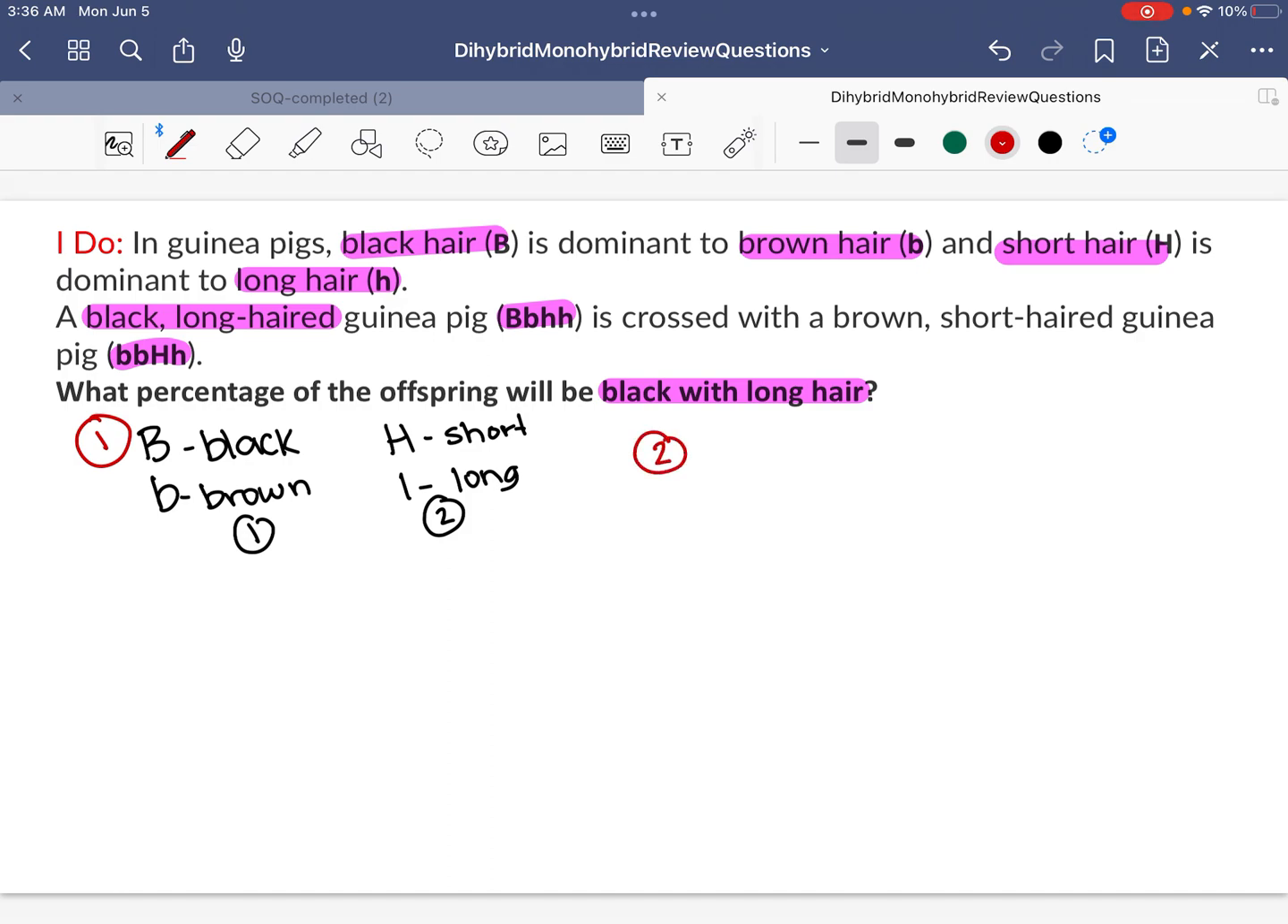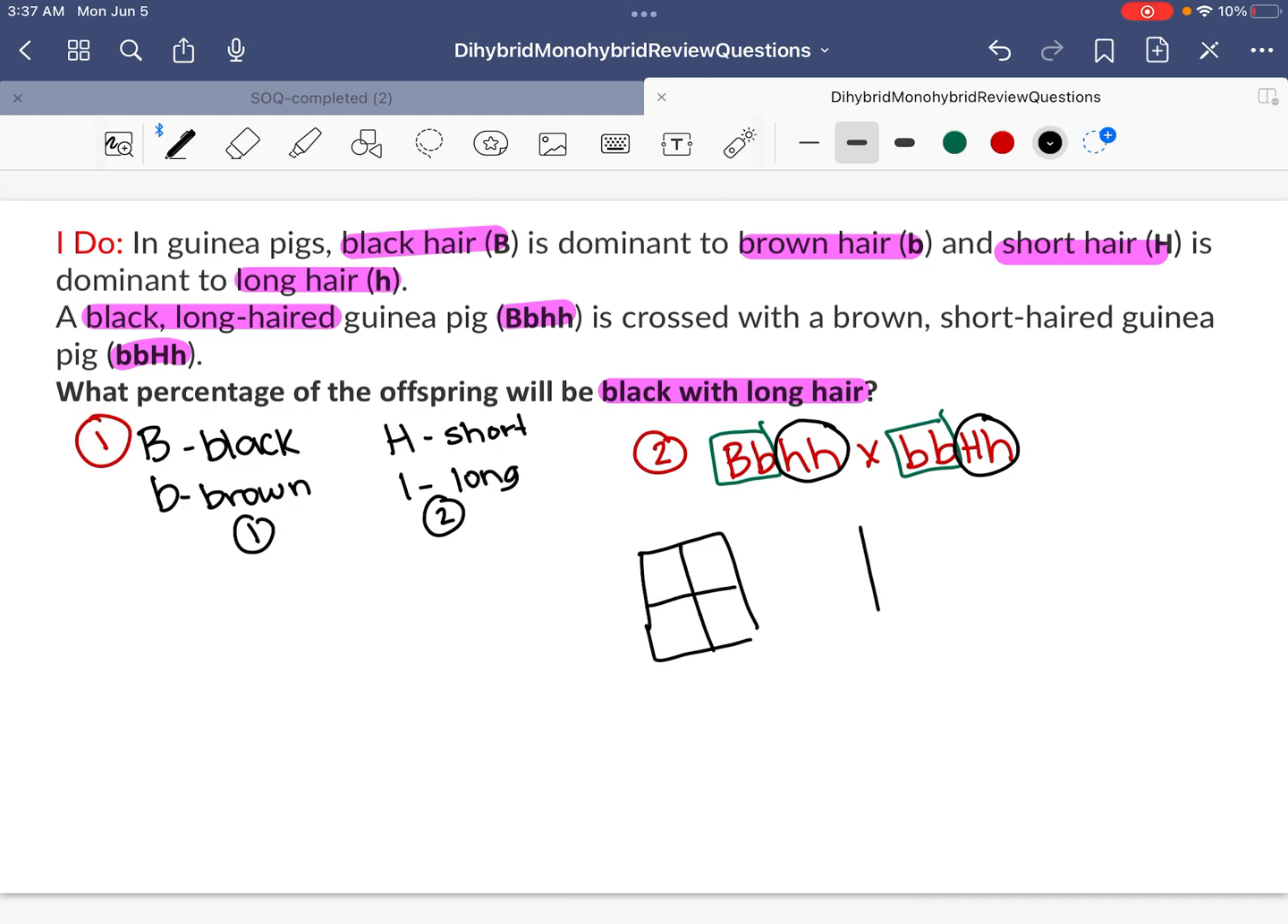So I like to do the double monohybrid cross. That's what we're going to be doing here. So we have our first parent, and then we have our second parent. Normally when you have a dihybrid, they're pretty friendly and they'll give you the work. Again, we're splitting this into 2 different monohybrids. So again, keep the traits together. So I'm going to do B, and then from there, I'll do the H's.